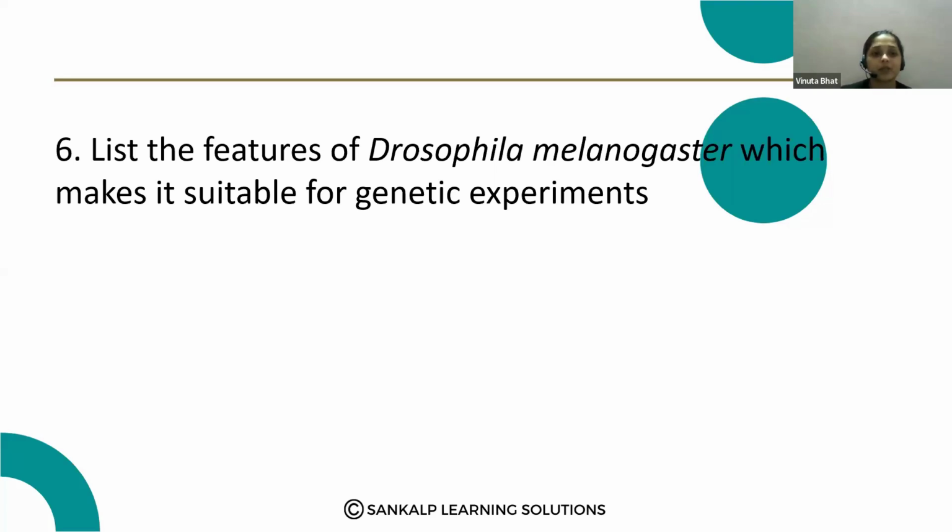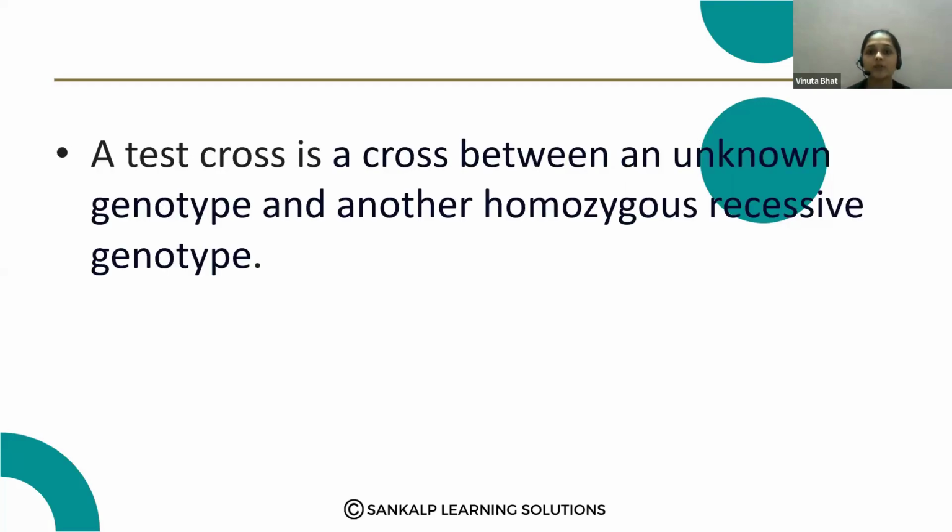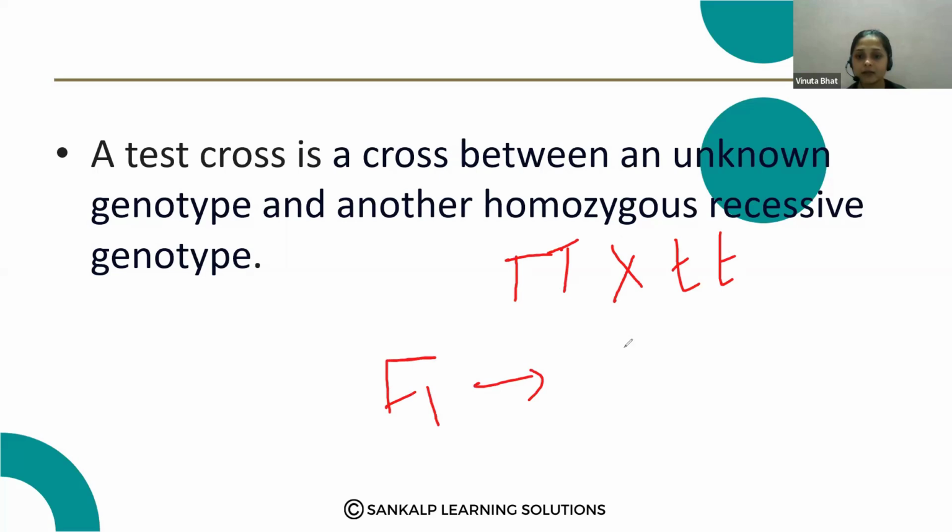Next question. What is a test cross? Write its significance. A test cross is a cross between the unknown genotype and another homozygous recessive genotype. When it is performed, for example, I have crossed the tall plants with the dwarf plants. So the F1 generation, what we get, are all tall plants, but we have to see the gene.